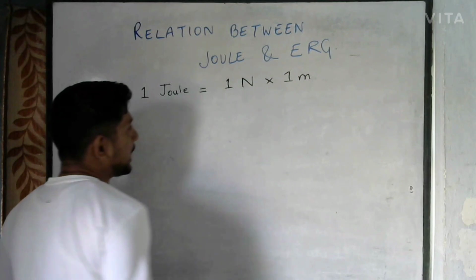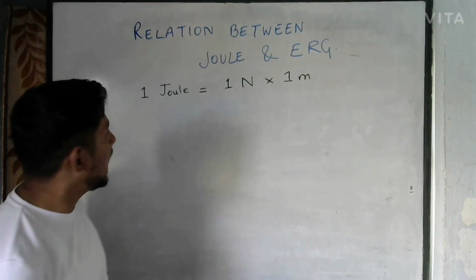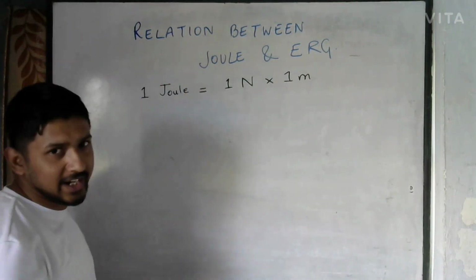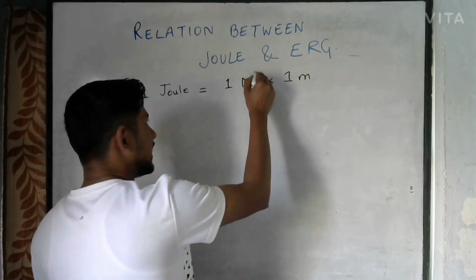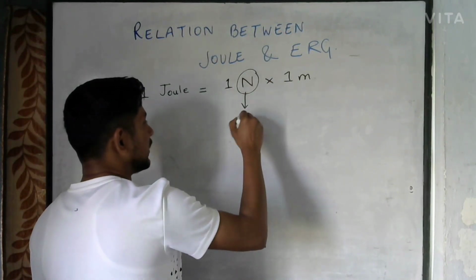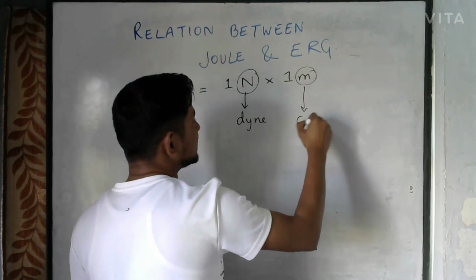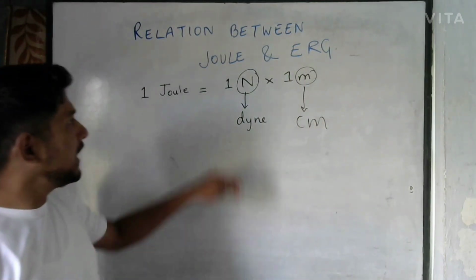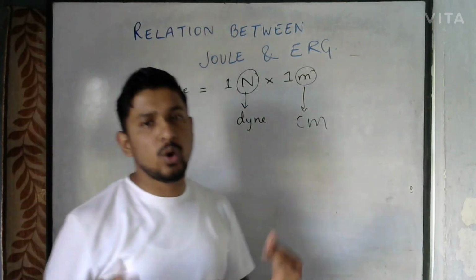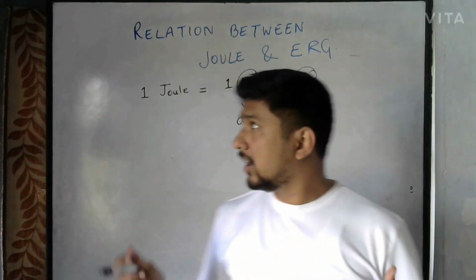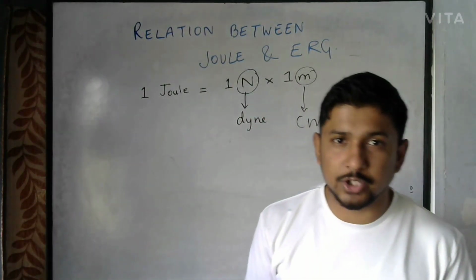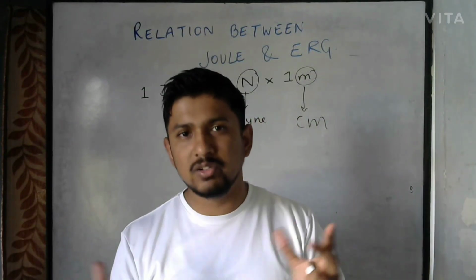Right? Now 1 Newton, I need to convert this into erg, right? So for converting this to erg, I need to convert this Newton to dyne, and this meter should be converted to centimeter, right? If I convert Newton into dyne and meter into centimeter, only then will the entire joule be converted to erg, right?